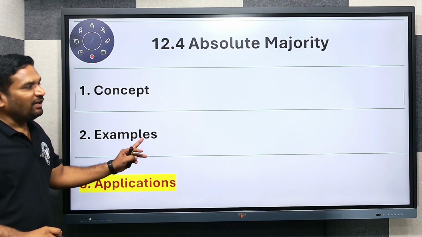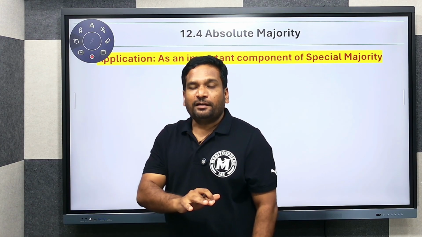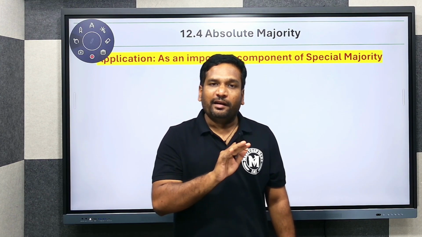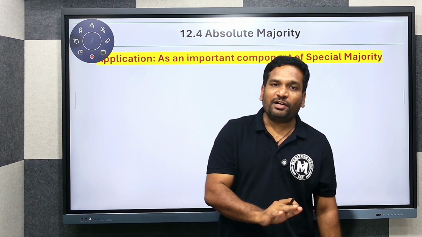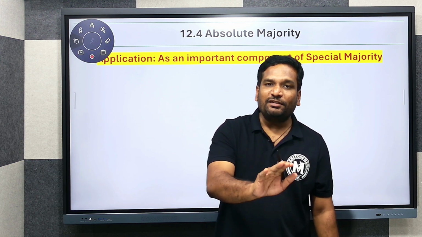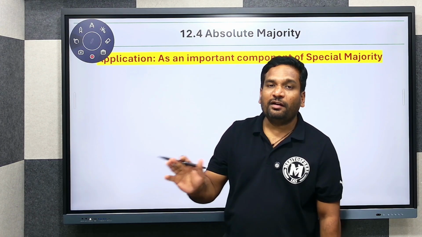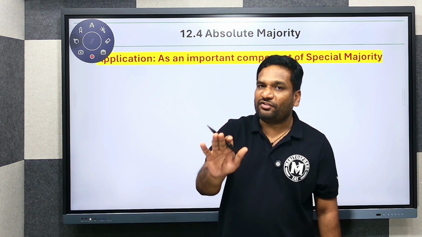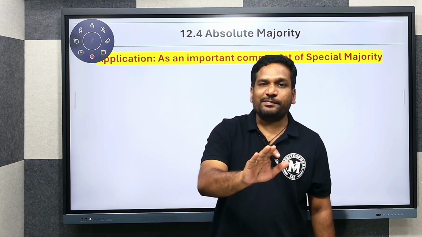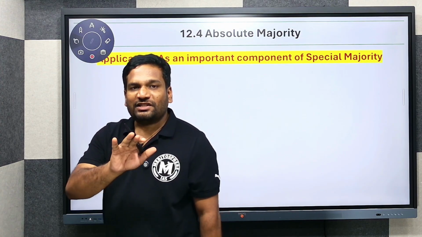Now we are getting into the applications. As I have said, there is no independent use of absolute majority in the Indian parliamentary system or in the Indian parliamentary proceedings. But the absolute majority is widely used as a component of the special majority. I have said special majorities are of 4 types. Under the second category, we will be getting into it: the special majority under Article 368.